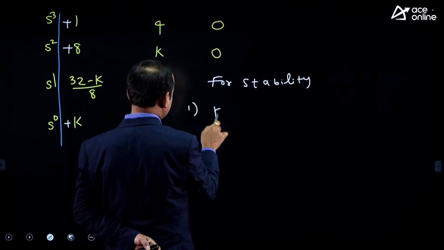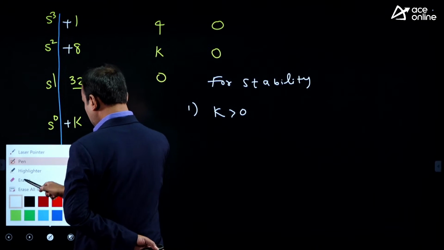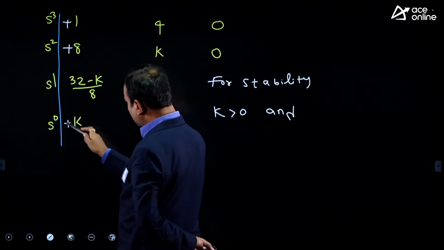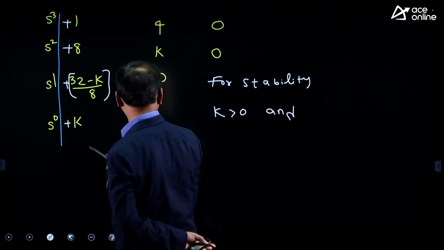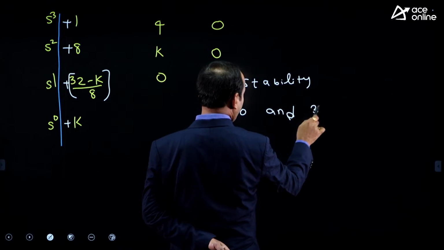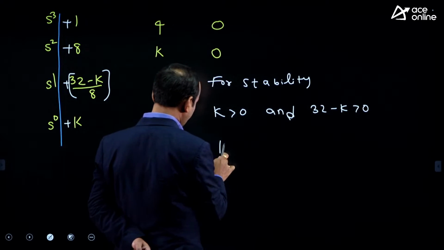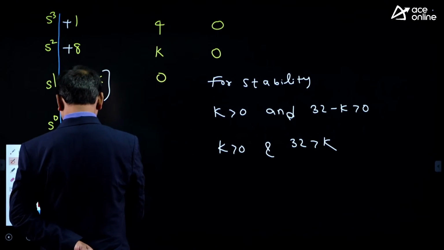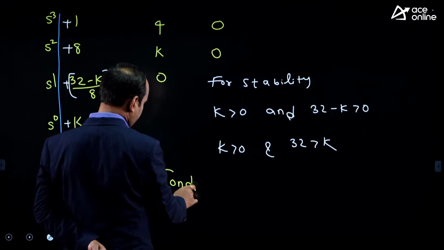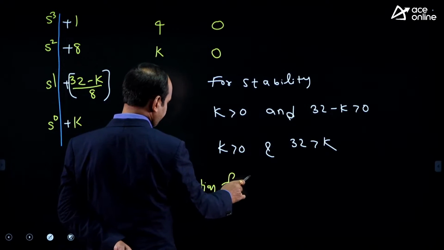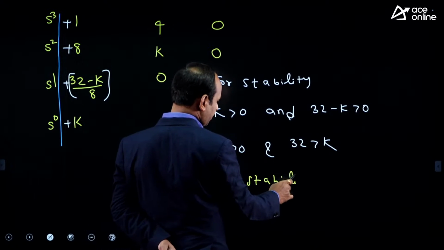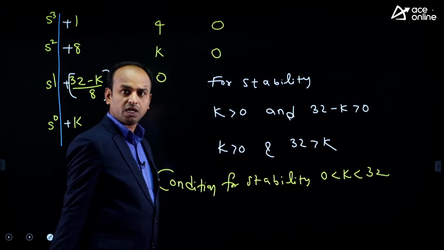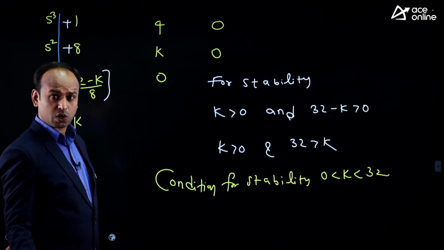First, k must be greater than 0. Not only k greater than 0, this should also be positive. That is why, and 32 minus k greater than 0. K greater than 0 and 32 greater than k. Both combined, the condition for system stability: 0 less than k less than 32 is the correct answer. Only in between 0 and 32 is the system stable.